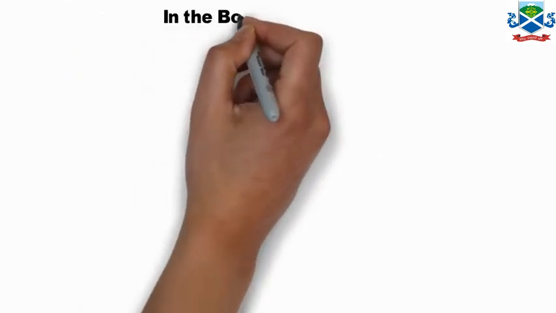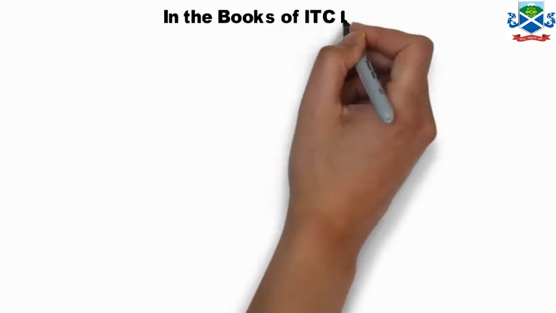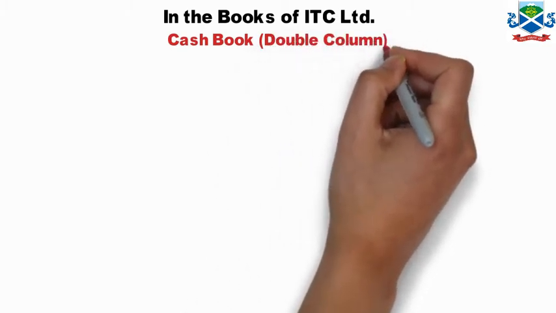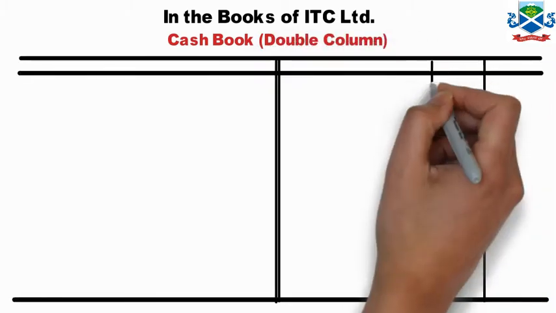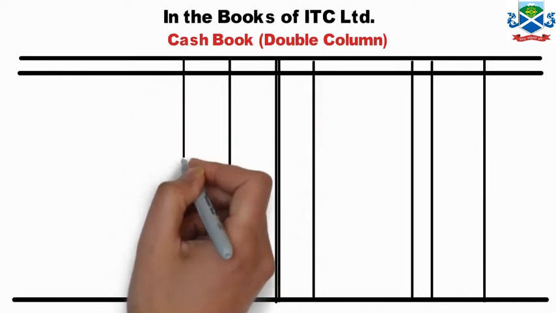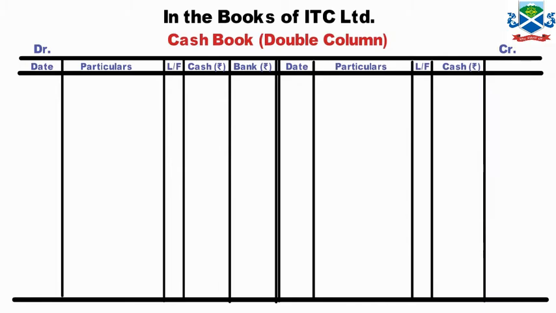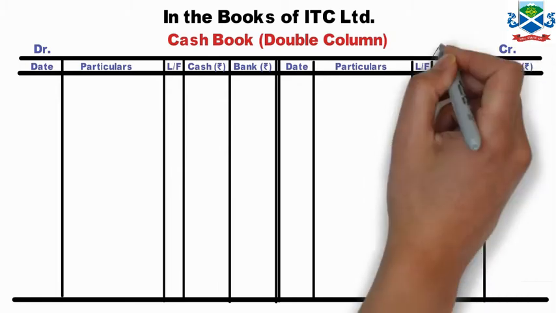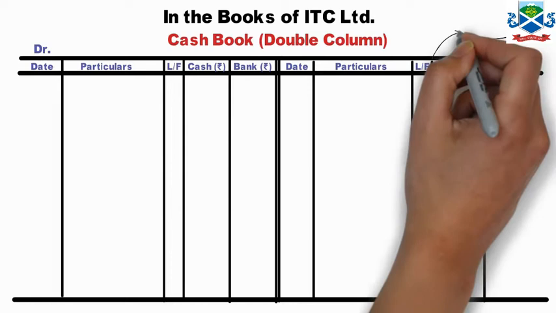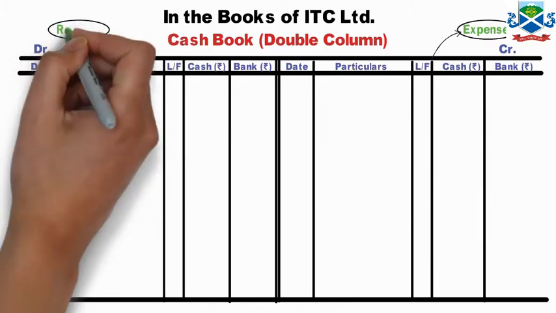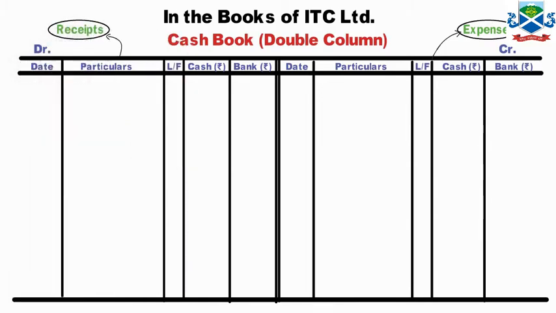Now we prepare the double column cash book. You know the format. There are two columns, one is cash column, another one is bank column, both on the debit and credit side. So we'll have both cash and bank columns on each side, with ledger folio, particulars and date, on both debit and credit side. On the credit side we enter all expenses, and on the debit side we enter all the receipts, both cash and bank.